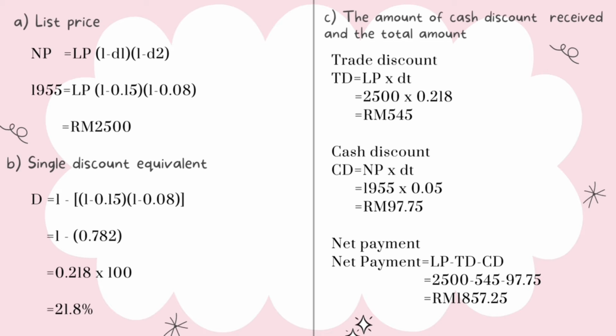We need to multiply by 0.05 and we get the final answer, which is RM97.75. For the last, net payment, we use the formula which is list price minus trade discount minus cash discount. List price is 2,500 and trade discount is 545, minus 97.75. So we get the final answer, which is RM1,857.25.